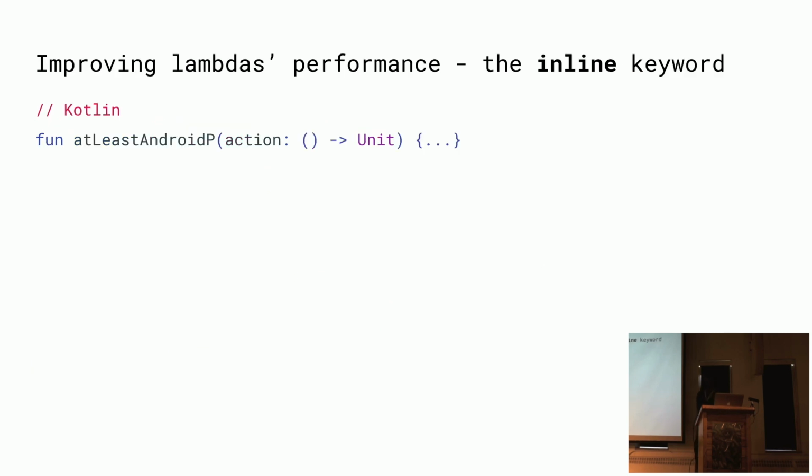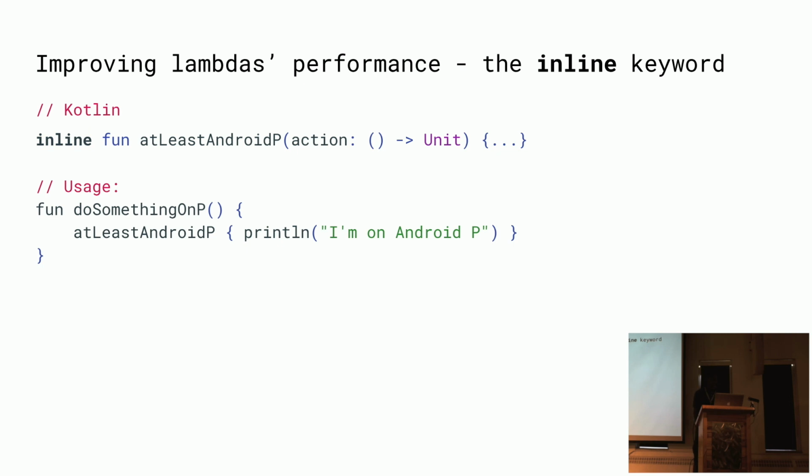So if we try to improve the problem that we just discovered, there is a keyword in Kotlin called the inline keyword. What this keyword does is that it marks the method as inline. And when we call the method, we put the body of our code. In this case, it's the print statement. We just want to print that I'm on Android P.